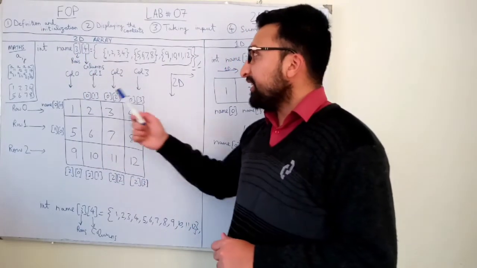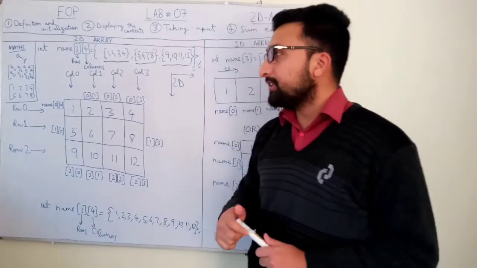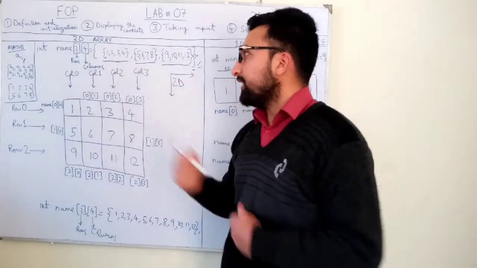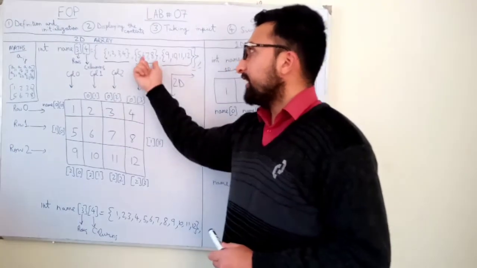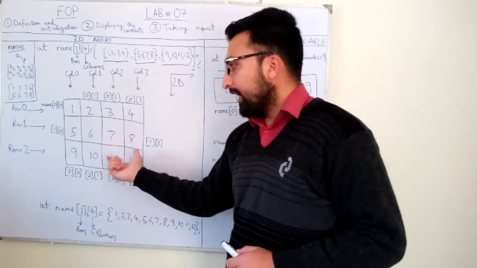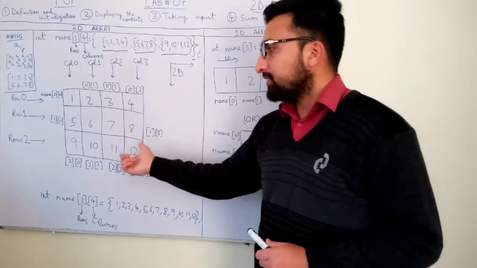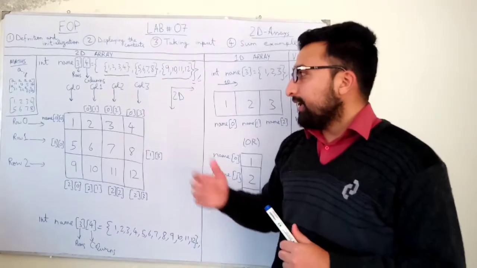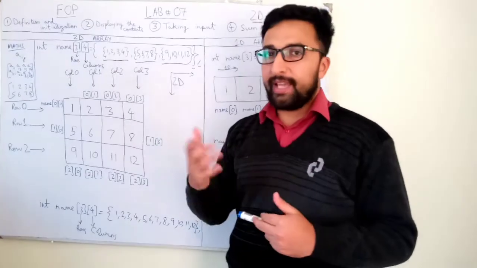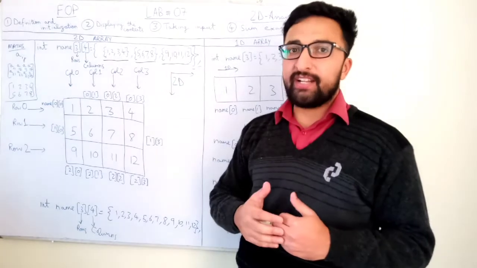And how do they get initialized? The first set of initialized values 1 2 3 4 get placed in the first row, the next set of values get placed in the second row, and the third set of values get placed in the third row. Now how will each element of the two-dimensional array be accessed, and how can its data be manipulated?